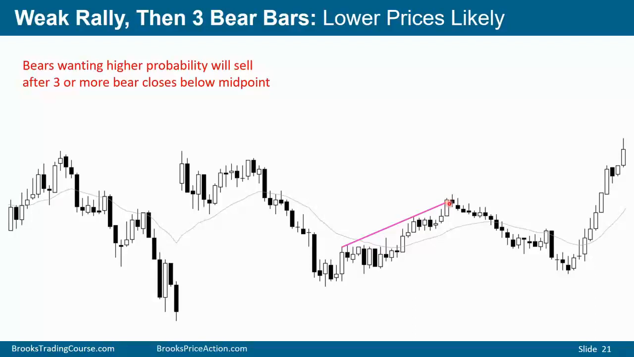The rally is a fairly tight bull channel, and a lot of bears want a higher probability short. They have 3 consecutive bull bars here, and then 3 here. Therefore, a lot of bears will not take the first reversal down. They'll wait until we get 3 or 4 bear bars, and then they'll sell closes, or they'll sell at the high of the prior bar, looking for at least a small second leg down.